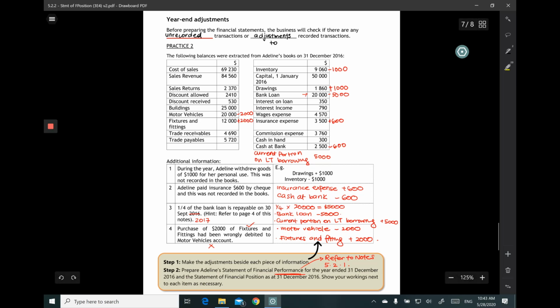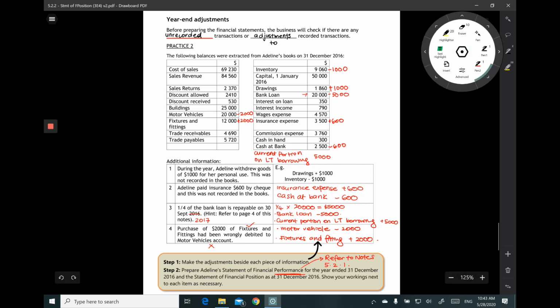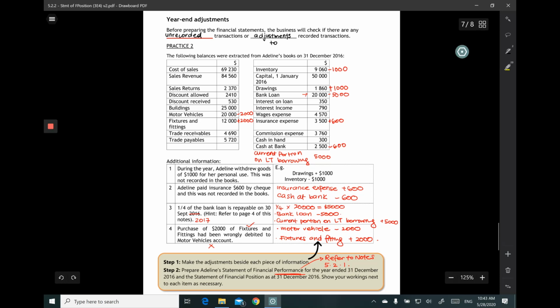All right, so we are done with all the adjustments. Before you prepare the statement of financial performance and statement of financial position, you may want to categorize your accounts first so that it's easier for you to do your two statements later. So what I would do is I would label them accordingly. For example, cost of sale is an expense, so I've just labeled it as expense. Anything that belongs in my statement of financial performance, I will label it first in black.